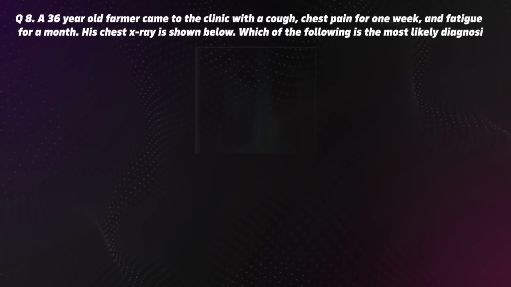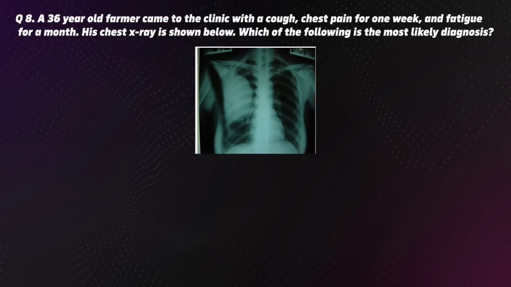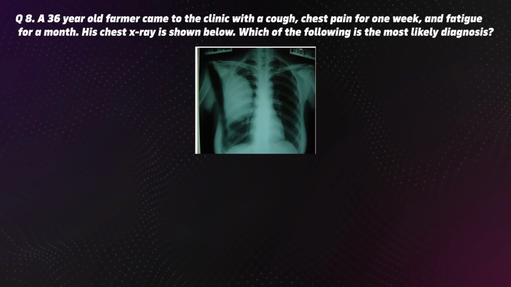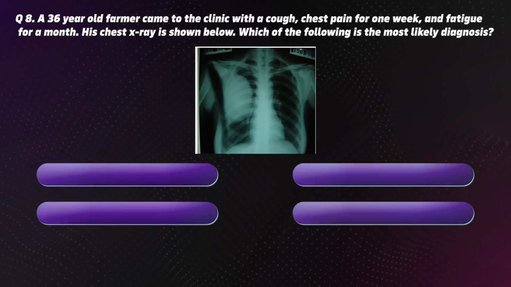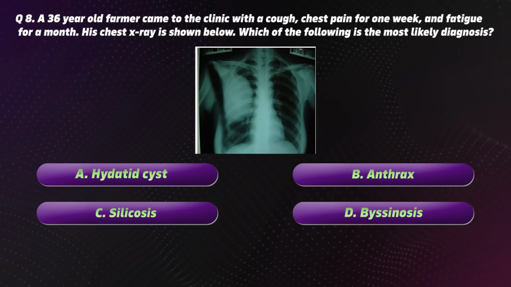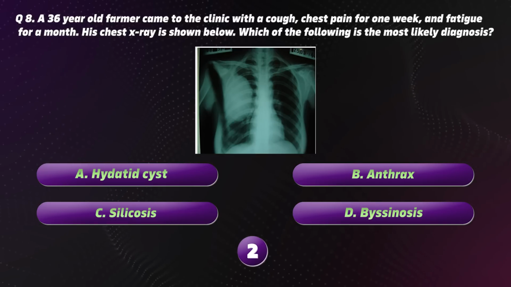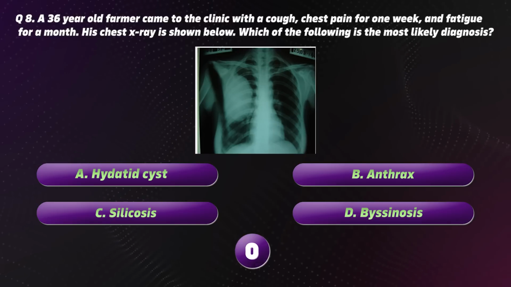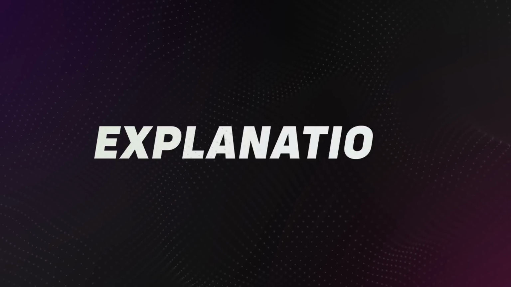Question 8. A 36-year-old farmer came to the clinic with a cough, chest pain for 1 week, and fatigue for a month. His chest X-ray is shown below. Which of the following is the most likely diagnosis? Here are the options. A. Hydatid cyst. B. Anthrax. C. Silicosis. D. Bisonosis. And the correct answer is option A. Hydatid cyst. Here's the explanation.